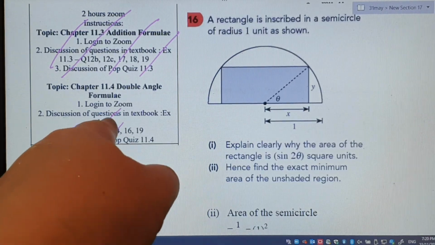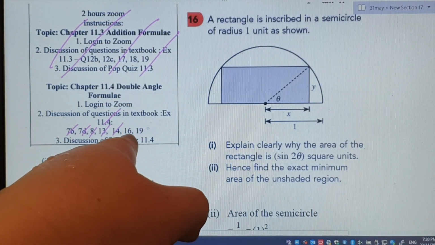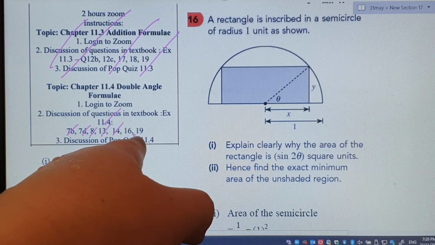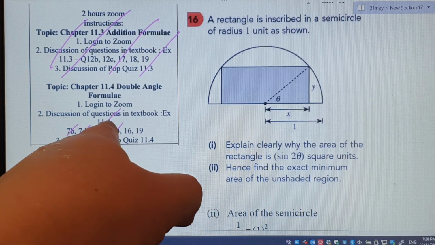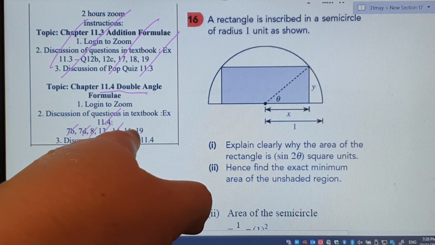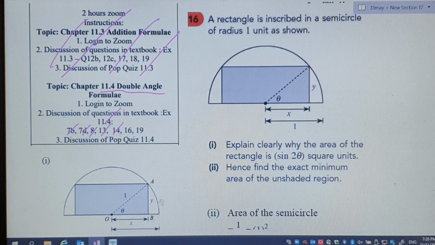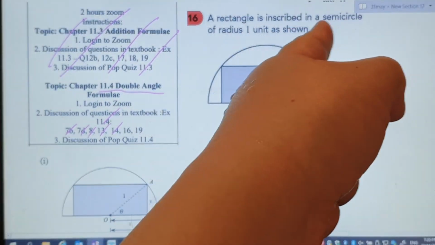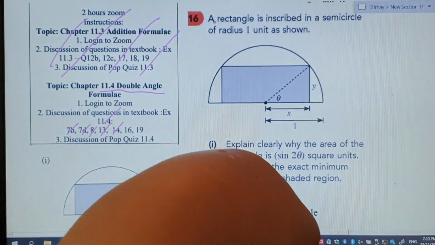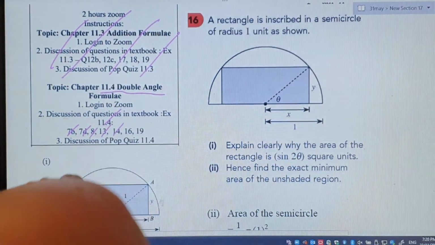Alright, we have finished all this. For this particular video, we will do questions 16 and 19 of your textbook 11.4 A Maths. Now, if you look at question 16, it is like an application question. We will start reading from here. The question is here. The rest are solutions.